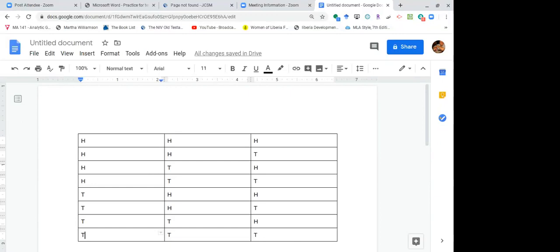Because there's 8 rows, right, Christy? So there's 8 outcomes, right? Okay. And 3 of those outcomes contain exactly 2 heads. Okay. Or 2 tails, I mean.